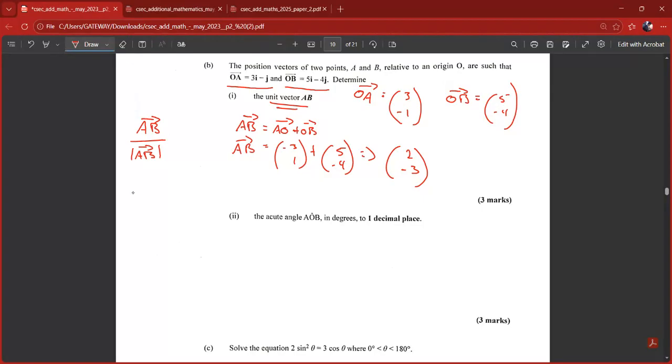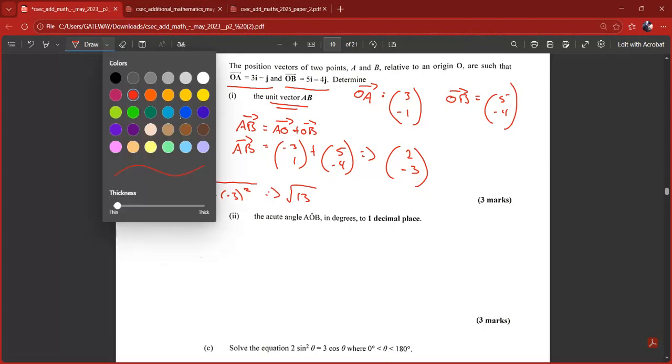So to get the modulus of AB now, I will work out this one time. That will be the square root of 2 squared plus negative 3 squared. 2 squared is 4 and negative 3 squared is 9. So 4 plus 9 is what? 13. So this is square root of 13. I should have written this in a better order, but anyway.